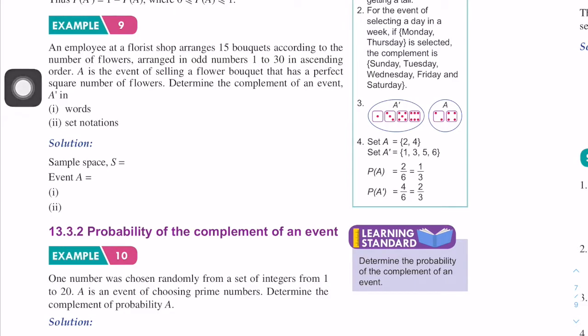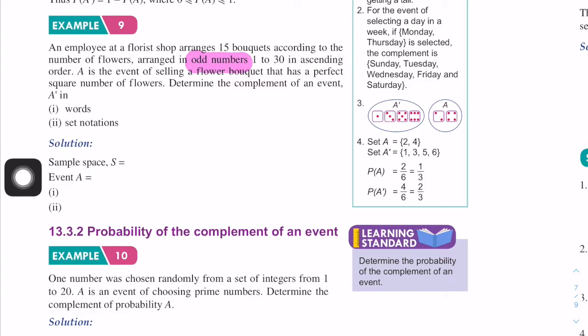Okay, so let's look at example 9. An employee at the florist shop arranged 15 bouquets according to the number of flowers, arranged in odd numbers, 1 to 30 in ascending order. A is the event of selling a flower bouquet that has a perfect square number of flowers. Determine the complement event of A prime in words and set notation. Okay, first we need to list down our sample space.